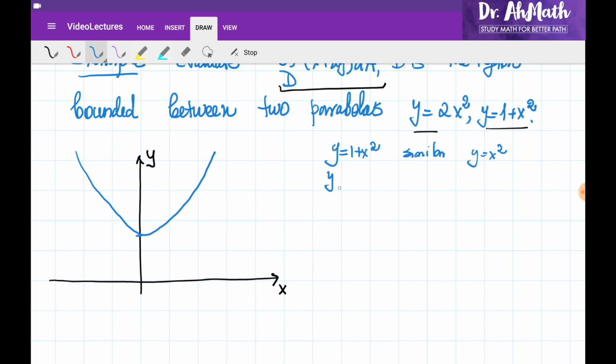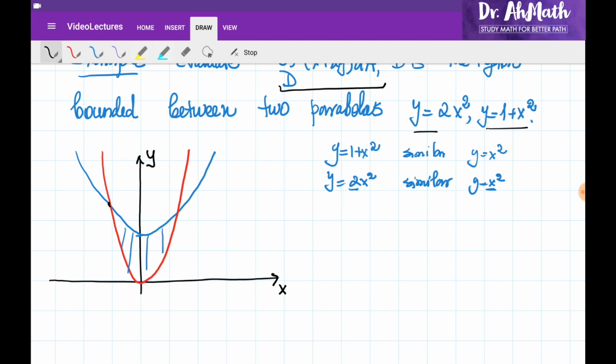And y equals 2x squared is also similar to y equals x squared. But if you remember, if you multiply the function by a factor like 2, it means that it is going to be shrunk. It is going to be narrower. So this is going to be similar to y equals x squared, but shrunk. And our region D is defined here between these two parabolas.